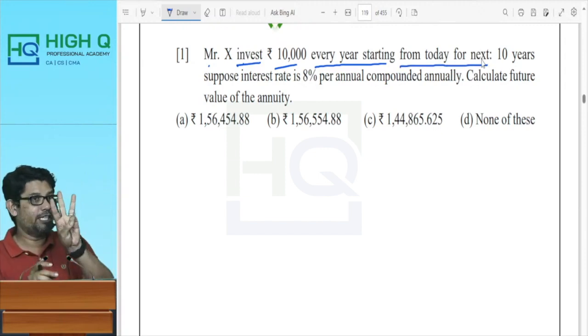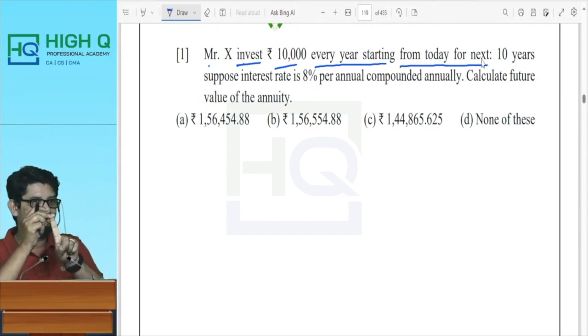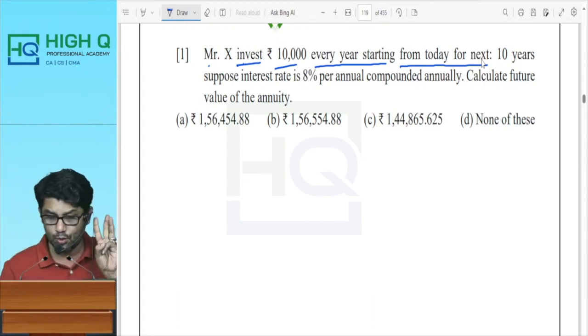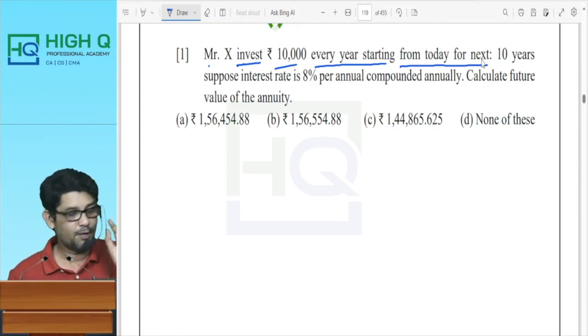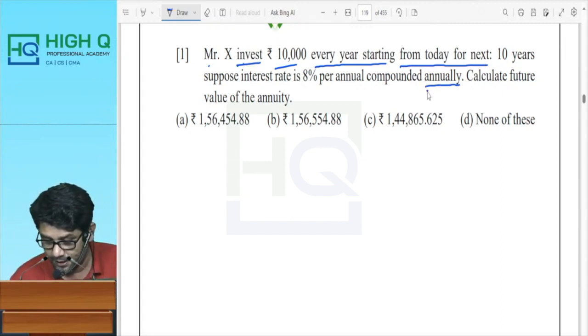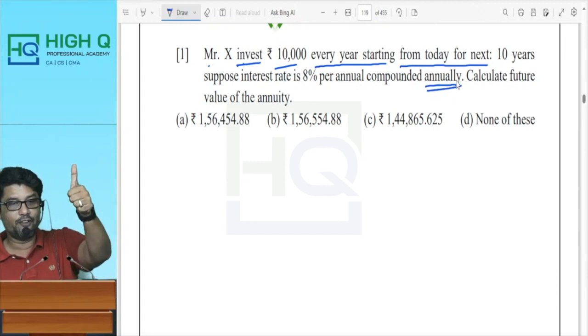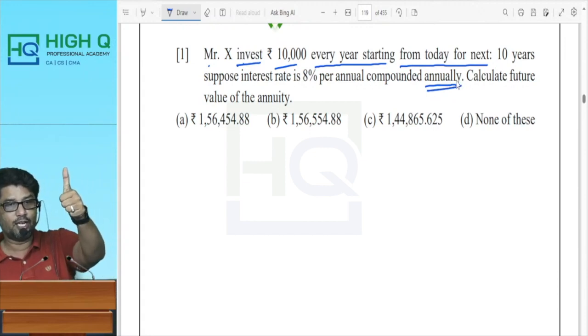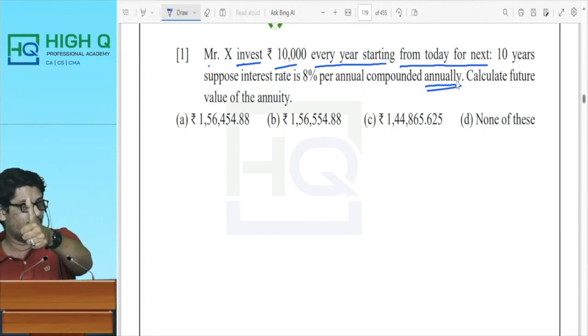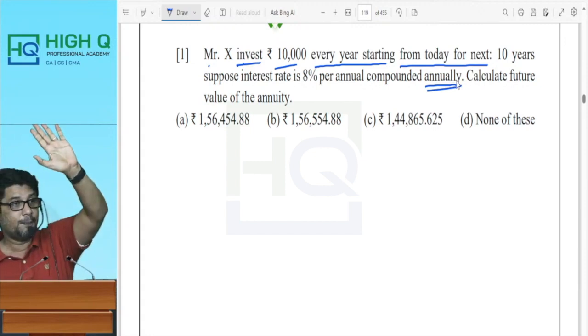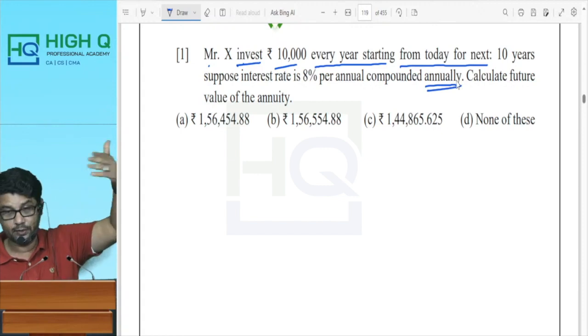I told you 3 thumb rules. Rule number 1, type of transaction. Rule number 2, type of annuity. Rule number 3, type of compound interest. What is it here? Annually. So we are going to calculate the future value. And what is next, my dear? Starting from today, that is annuity due.